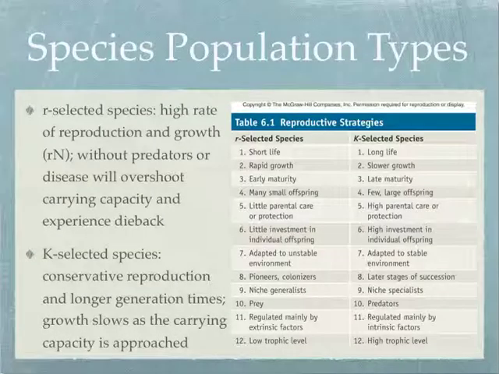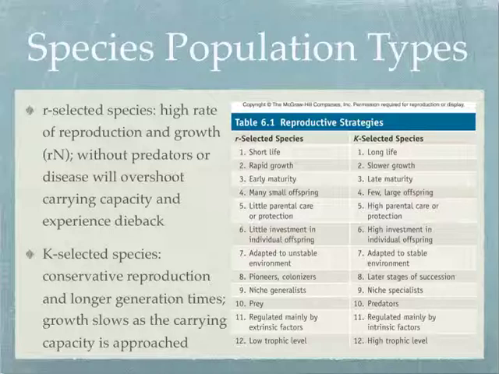There are two different types of species that we determine when we talk about population growth. We have R-selected species and K-selected species. The table on the right is also detailed in your book to tell you the characteristics of each type of species. R-selected species are characterized by high population reproduction and growth rates. These are usually populations that don't have predators or disease and will overshoot their carrying capacity and then experience a dieback. R-selected species usually go through an exponential growth pattern.